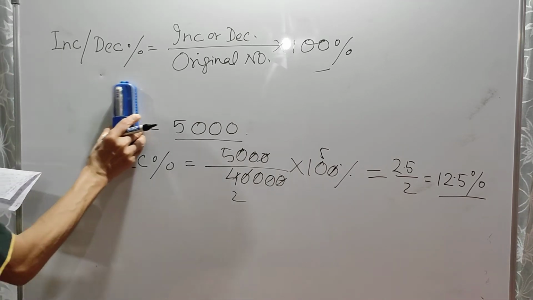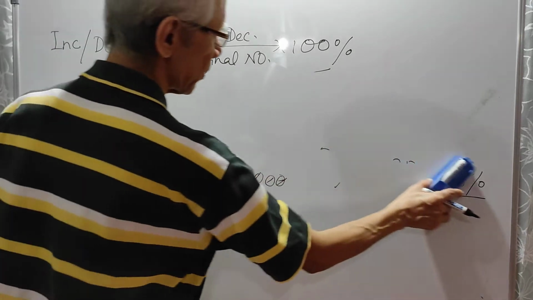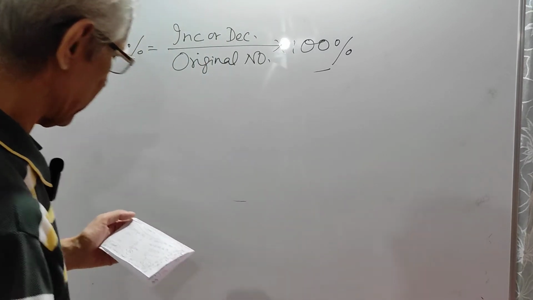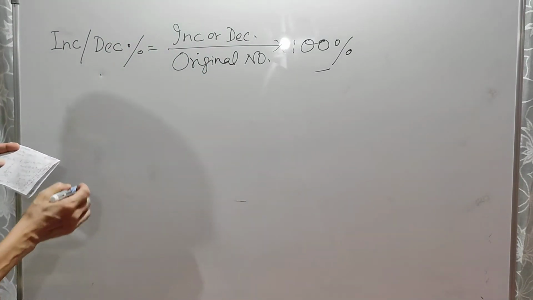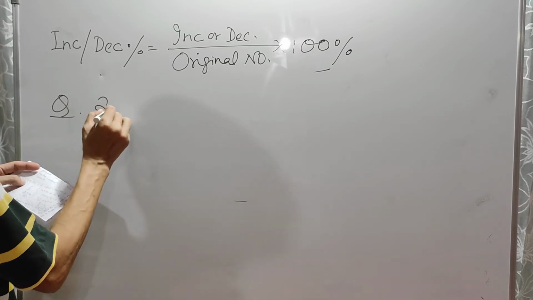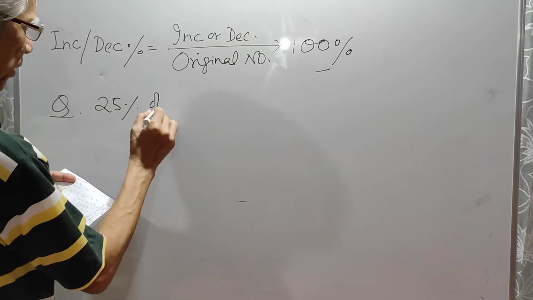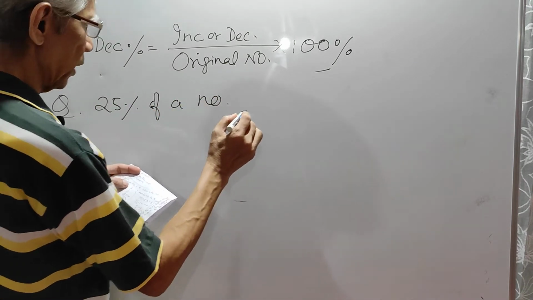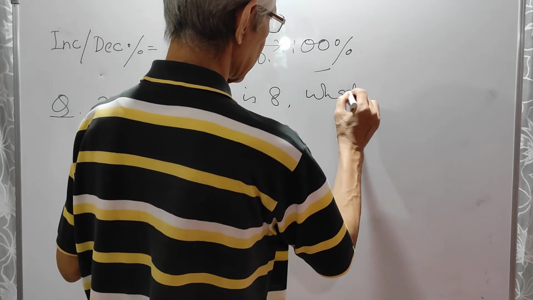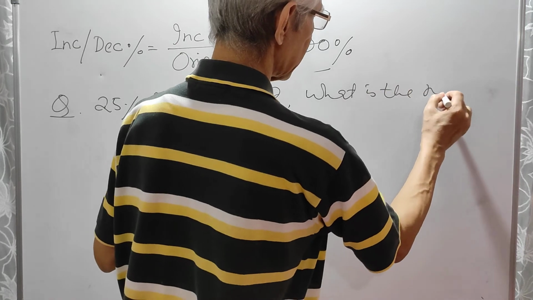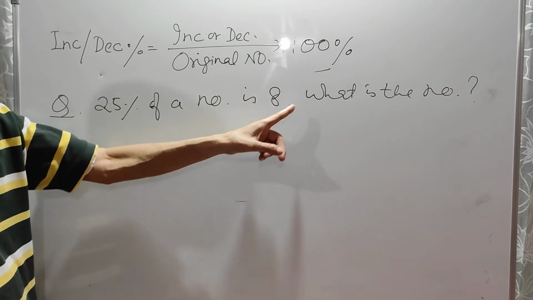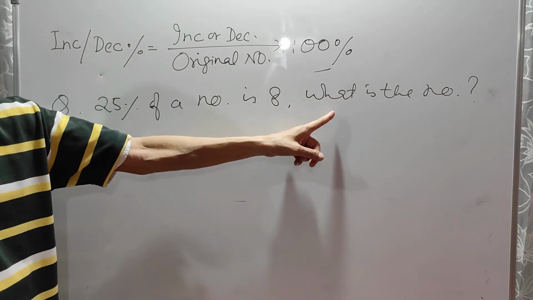Now, yes, the last type of sum involving percentage, the last type of question. Okay, so this one. The question is this: 25% of a number is 8. So what is the number? 25% of a number is 8. You have to find that number. What is that number? Right?